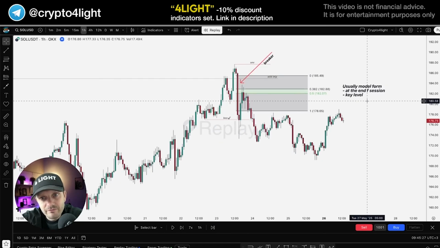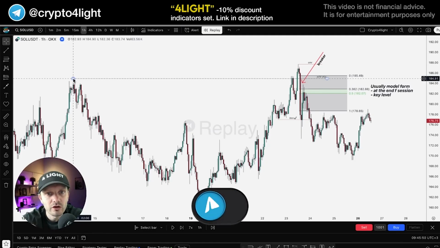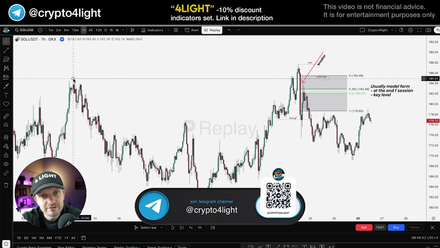And I notice this model usually forms at the end of the session or inside the session, but when we sweep the high time frame point of interest of the previous key level. It can be the previous day high, previous week high, previous month high, all-time high, or something like this one. Vice versa for the previous day low, previous week low, previous month low.